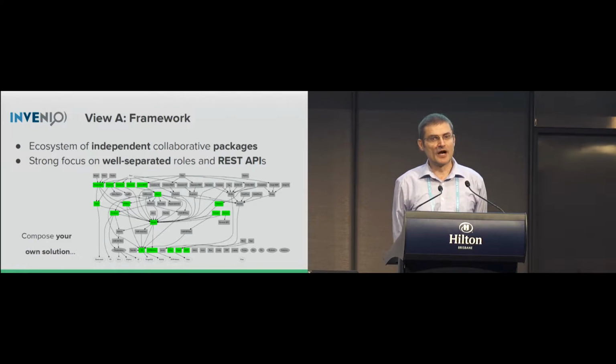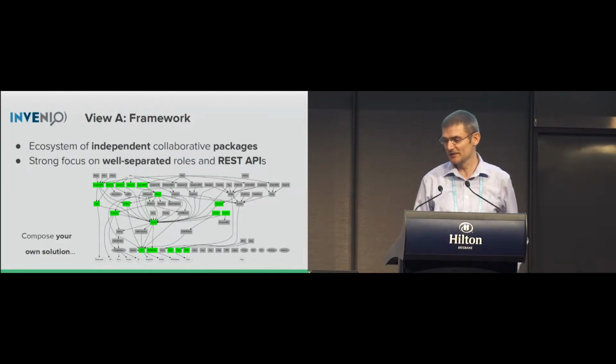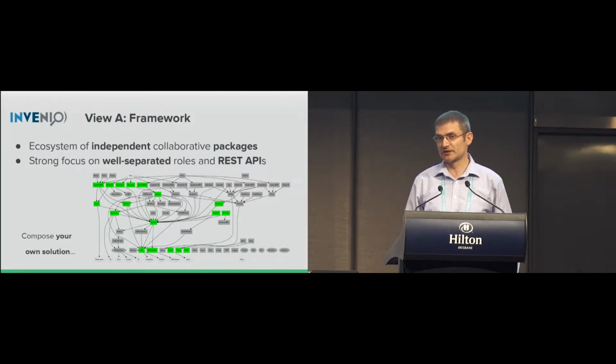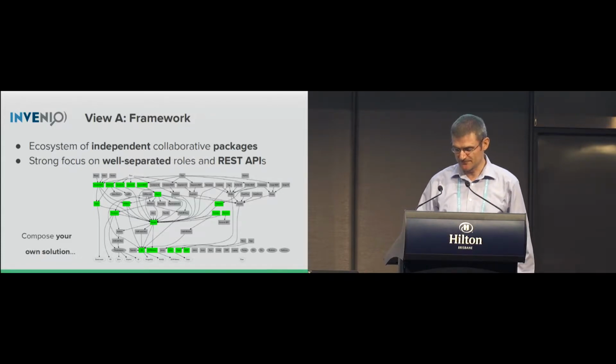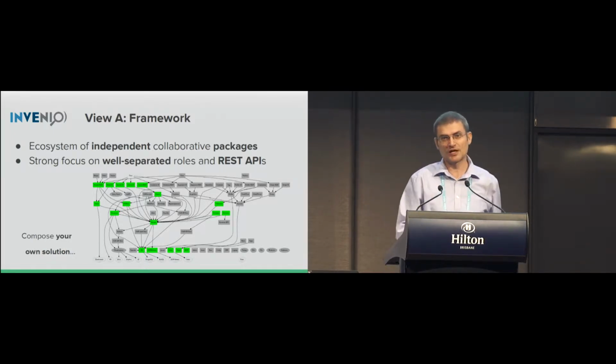I was actually underlining the nature of the framework of Invenio. So there are two possible points of view of the system. From the point of view of a framework, it's actually an ecosystem of independent collaborative packages. We have released more than 100 packages that collaborate with each other through REST APIs. They have well-separated roles with the Unix philosophy: do one thing only, but do it well, which enables people to compose custom solutions. For example, out of the jungle of the components, one can pick only the components one is interested in, in green, which gives the custom solutions.